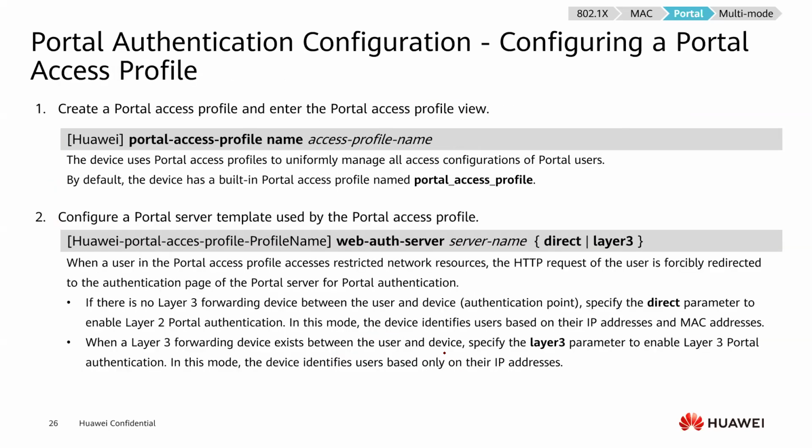Okay, after configuring the portal server, you need to configure the portal access profile, right? Just like these two kinds of authentication, create a specific portal access profile and configure the portal server template used by the portal access profile you just created, in the front of this page. And you can change the portal mode to layer 2 or layer 3.